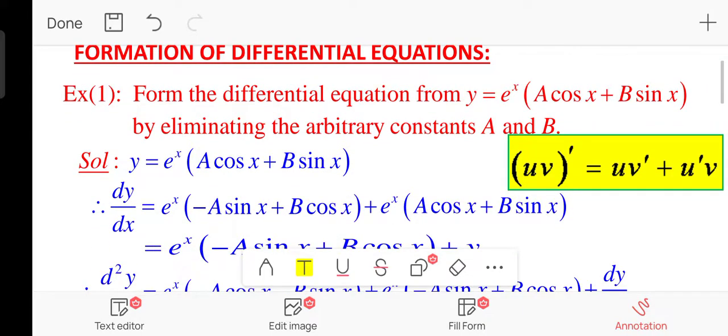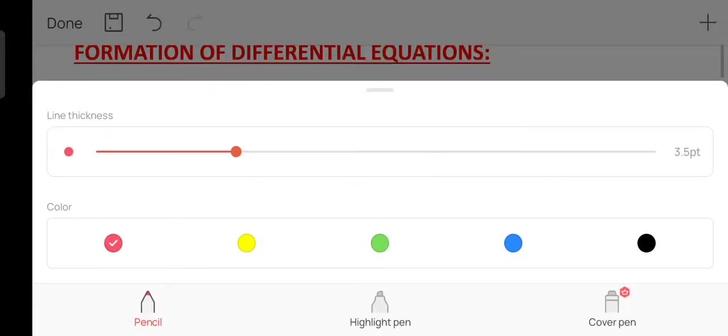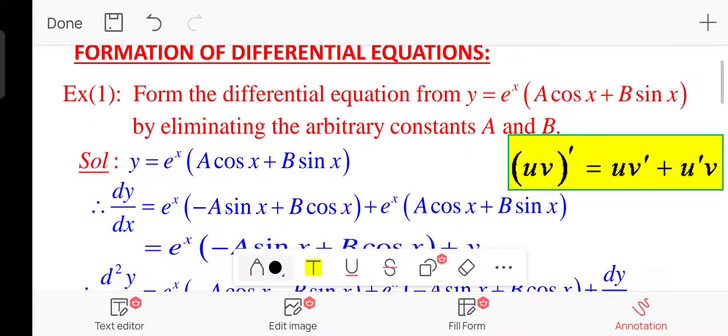Form the differential equation from y equal to e power x of a cos x plus b sin x by eliminating the arbitrary constants a and b. So here also two constants are there, students, a and b.